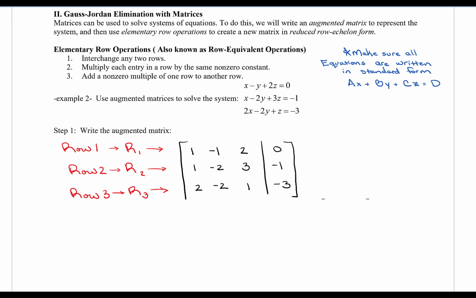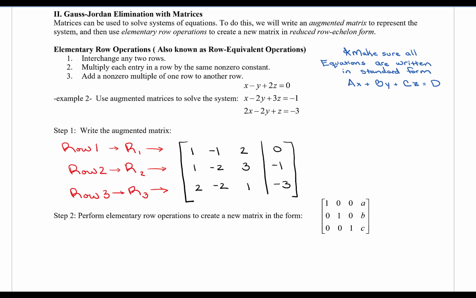Step 2, perform elementary row operations to create a new matrix in the form, and here what you see is a 3x4 matrix that has in row 1: 1, 0, 0, A; the second row: 0, 1, 0, B; the third row: 0, 0, 1, C. This is considered reduced row echelon form. So first what you see here is my augmented matrix. In order to do row operations here, I'm going to have to determine how I can manipulate these rows in order to get positive ones going down the diagonal, and zeros everywhere else except to the right of my vertical line segment.